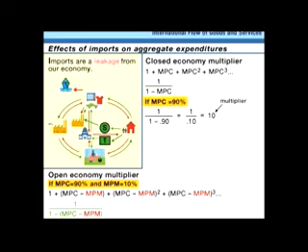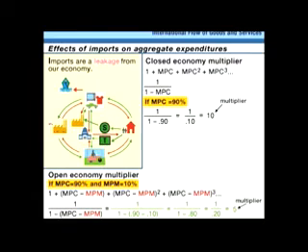1 minus 80% is 20%. The multiplier was just reduced down to 5. 1 over 20% is 5. So our open economy multiplier is smaller than the closed economy multiplier, because when people spend money outside of your economy, they are reducing the multiplier effect.